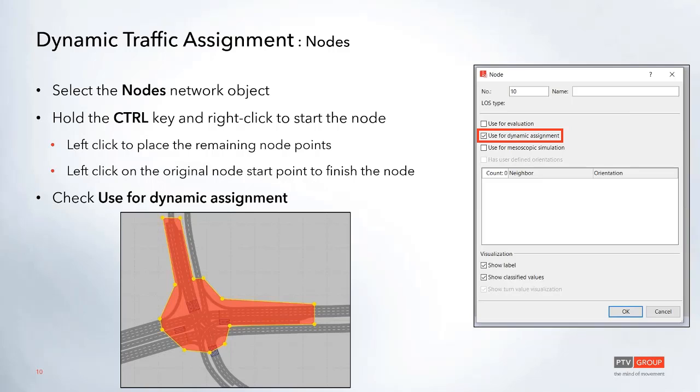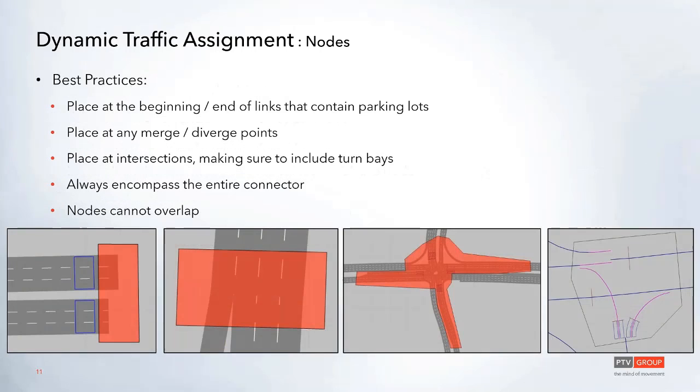Nodes will be added by selecting the nodes network object on the left-hand toolbar. And then if you hold the control key and right click, you can place that node start point. And then you can just left click to place all of the remaining points around that particular decision point. And then once you have your node selected, you'll just want to make sure you have the option to use for dynamic assignment checked.